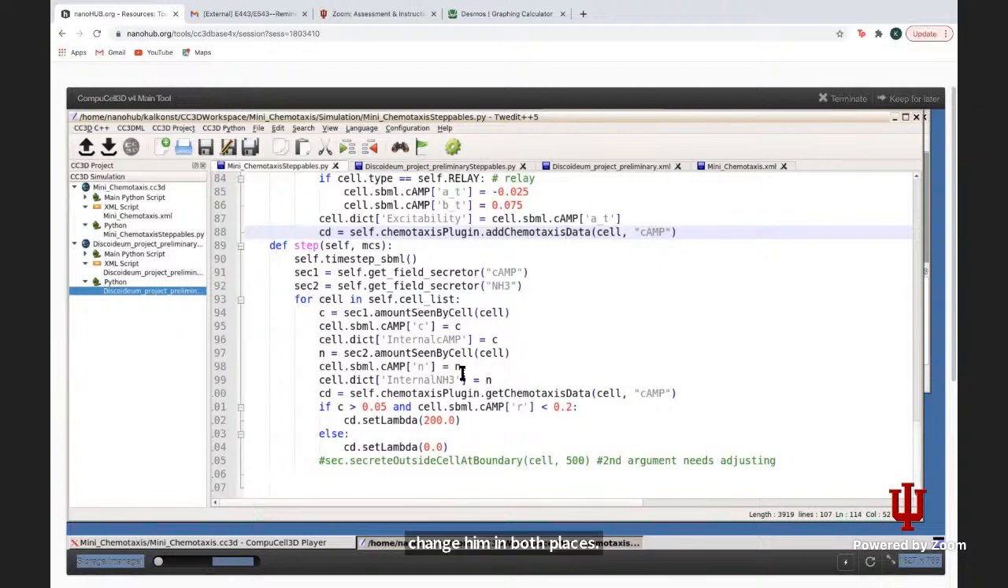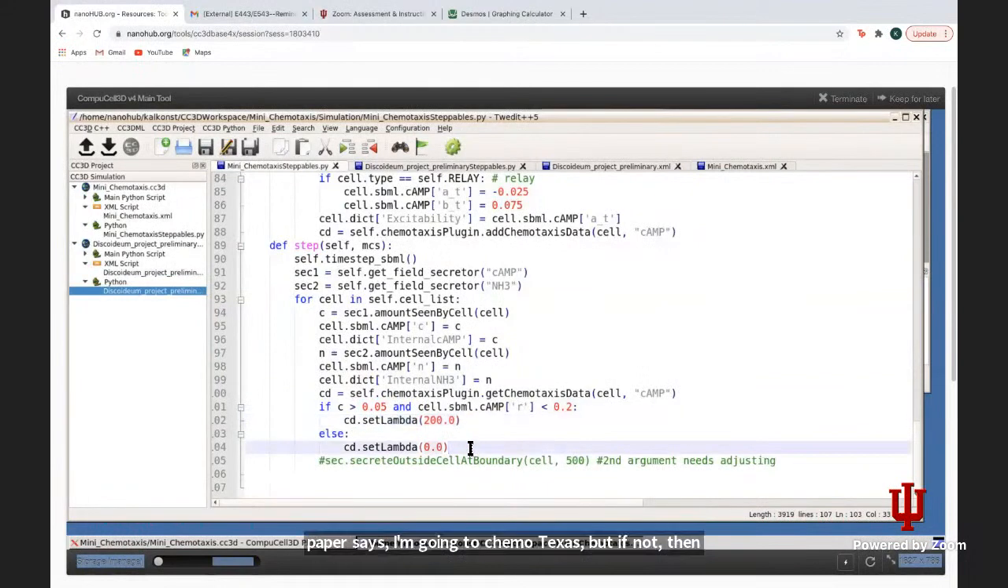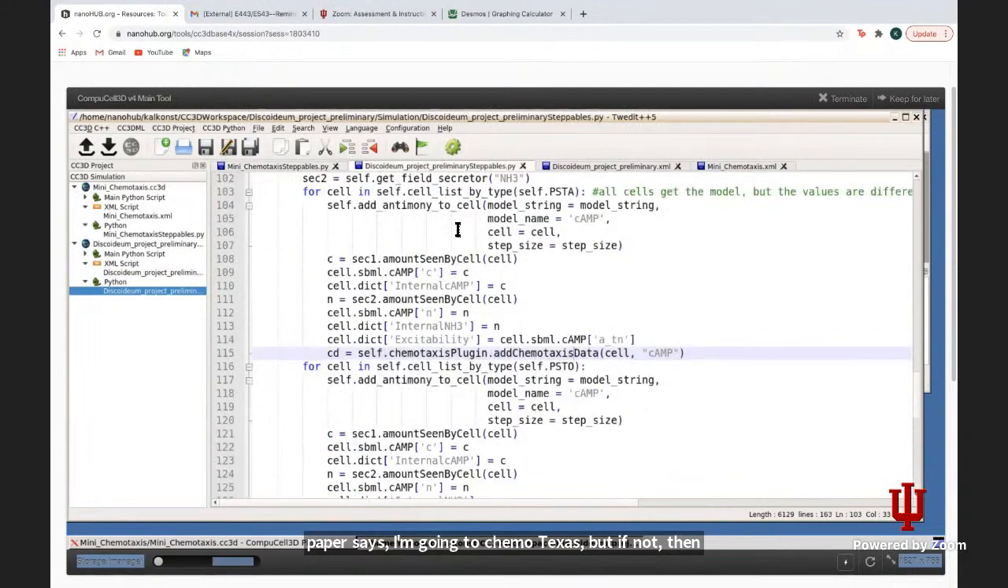All right, so after we fix our typos, then we get the fields for cyclic AMP and ammonia. We find the amount that the cell sees. Then we're going to add that chemotaxis. And then if the conditions are right, if the cyclic AMP concentration is greater than 0.05 and our refractoriness is less than 0.2, we're going to set our chemotaxis lambda to 200 because that's what the paper says. And we're going to have chemotaxis. But if not, then we set it to 0 and we have no chemotaxis. And then, yeah, so that's the mini chemotaxis model.